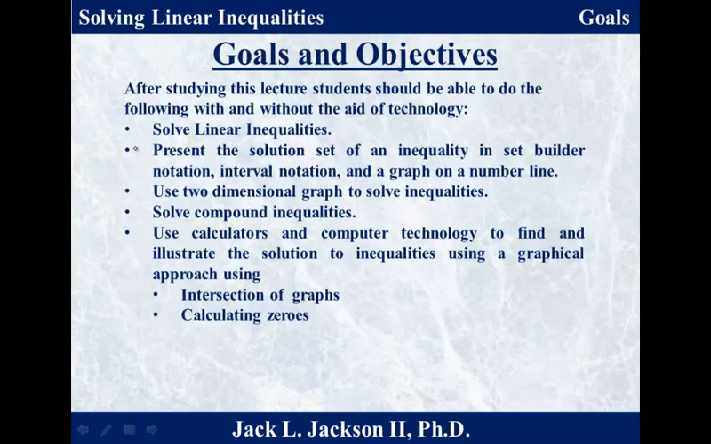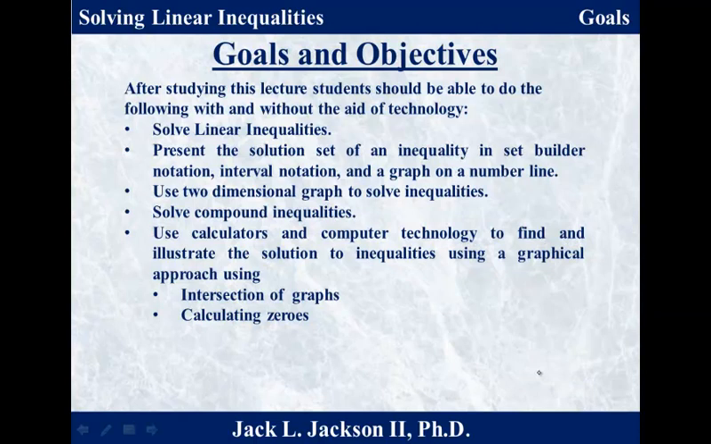So, after studying this lecture, you should be able to solve some linear inequalities without using any technology. Just do it by hand. You should be able to present your solution set of your inequality in both set builder notation and interval notation, and as a graph on a number line. You can also use two-dimensional graphing to solve inequalities. You should be able to solve compound inequalities, and even though I didn't illustrate it here, you should be able to use calculators and computer technology to find and illustrate a solution to inequalities using a graphical approach by the intersection of graphs method, which we did see, and the calculating zero.